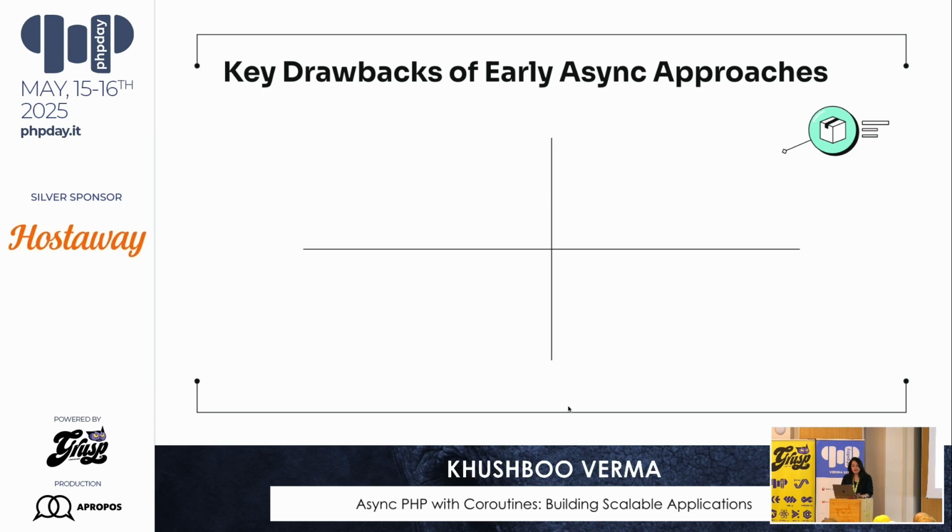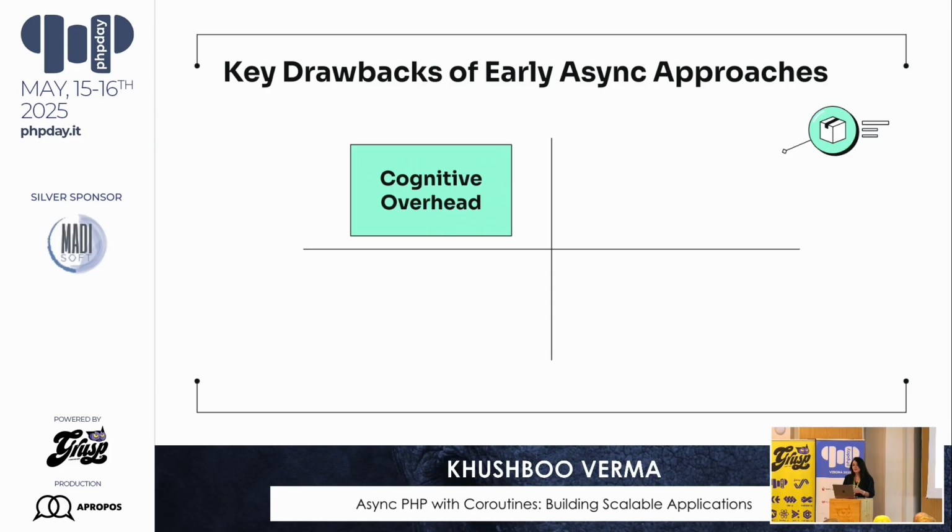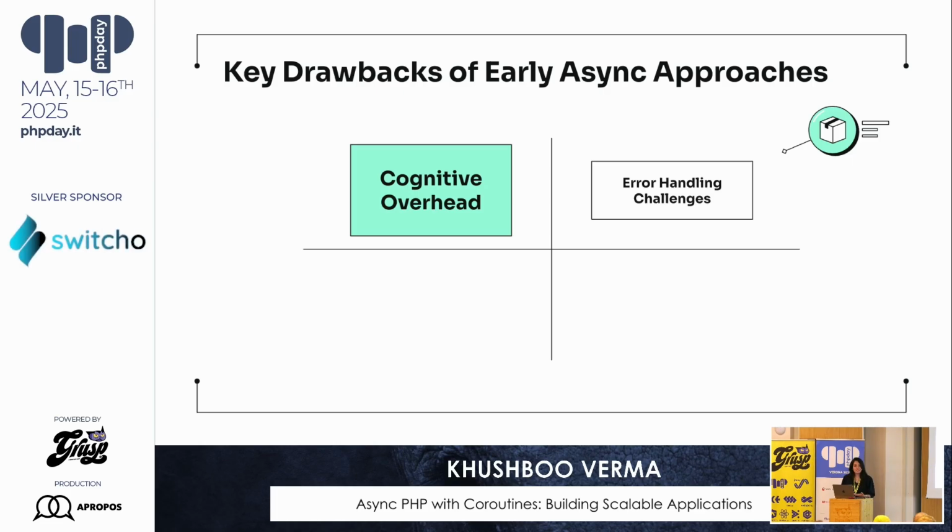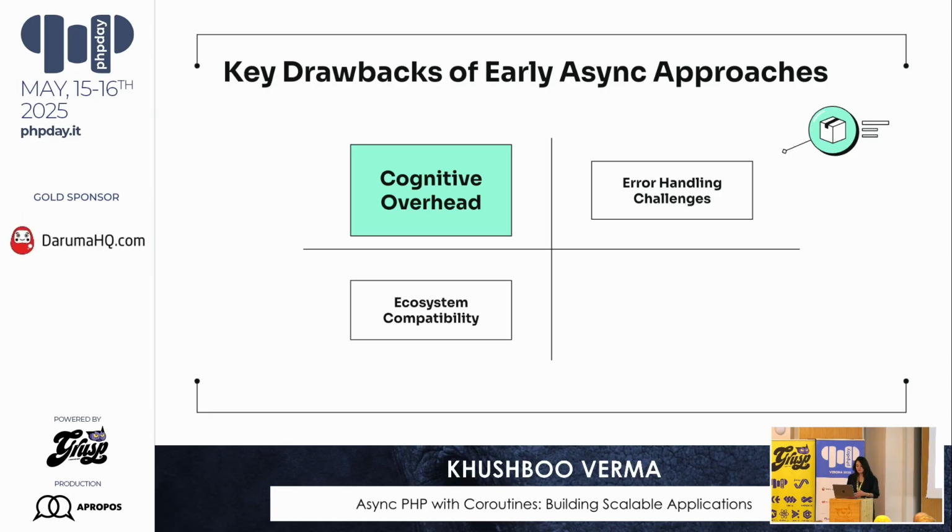There were some key drawbacks in these early async approaches. The first one is the cognitive overhead. As discussed, PHP is not meant to work very intuitively in the way that JavaScript works in an event loop fashion, so it was a complex mental model for developers. It was a different style of programming. Then error handling also became a little complex because the stacks kept on growing, and it was really hard to debug what's happening in the code. And also, ecosystem compatibility became a challenge because most PHP libraries aren't designed to be async, and it required special async versions for database drivers, etc.